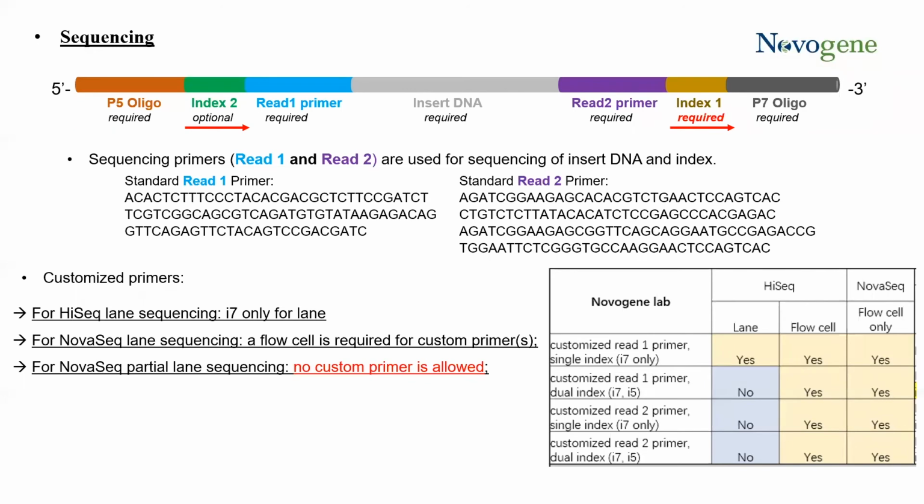And this is because we will be loading your samples on the lane with potentially in-house libraries and other clients' libraries to share the cost of the lane. We need to be able to distribute primers evenly and effectively across all samples on those lanes. And we cannot do that with customized sequences for our partial lane service only.